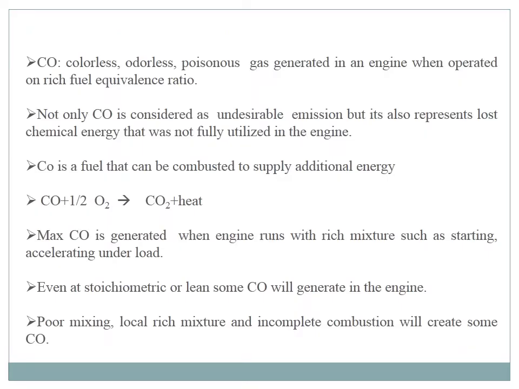This slide is showing the properties of the exhaust gases that are emitted at the outlet. It is very important to understand the characteristics of these gases. The first one of them is carbon monoxide, which is a colorless, odorless, poisonous gas generated in an engine when operated at a rich fuel equivalence ratio. Carbon monoxide is considered an undesirable emission, but it also represents lost chemical energy that was not fully utilized in the engine. Carbon monoxide is a fuel that can be combusted to supply additional energy. So carbon monoxide preferably reacts with oxygen so that it can be converted into useful carbon dioxide.